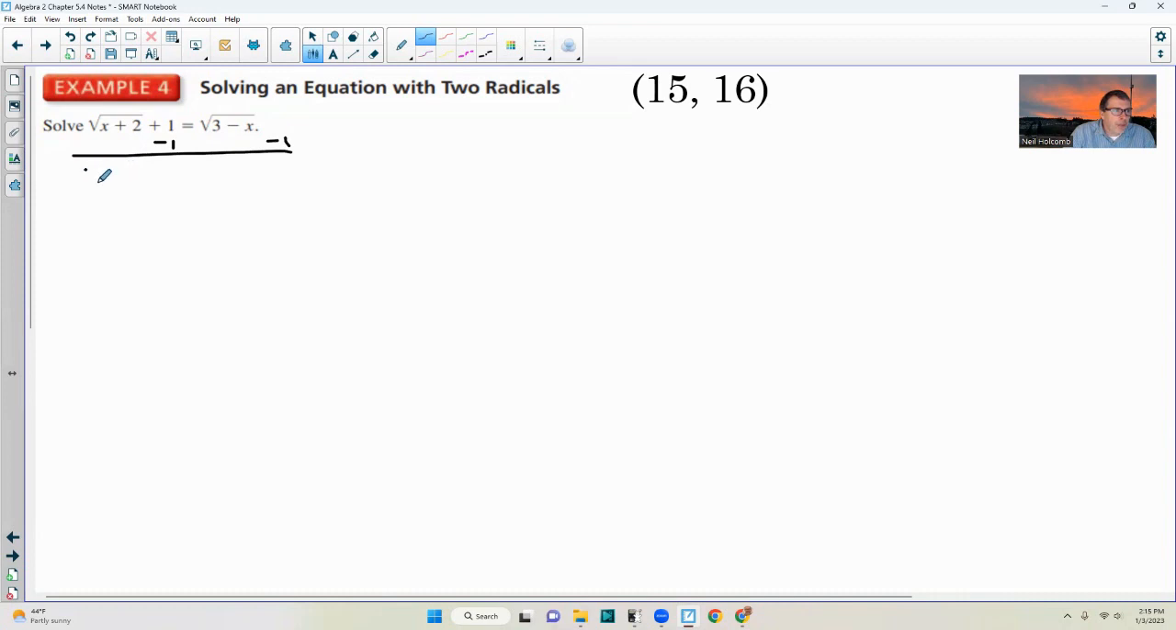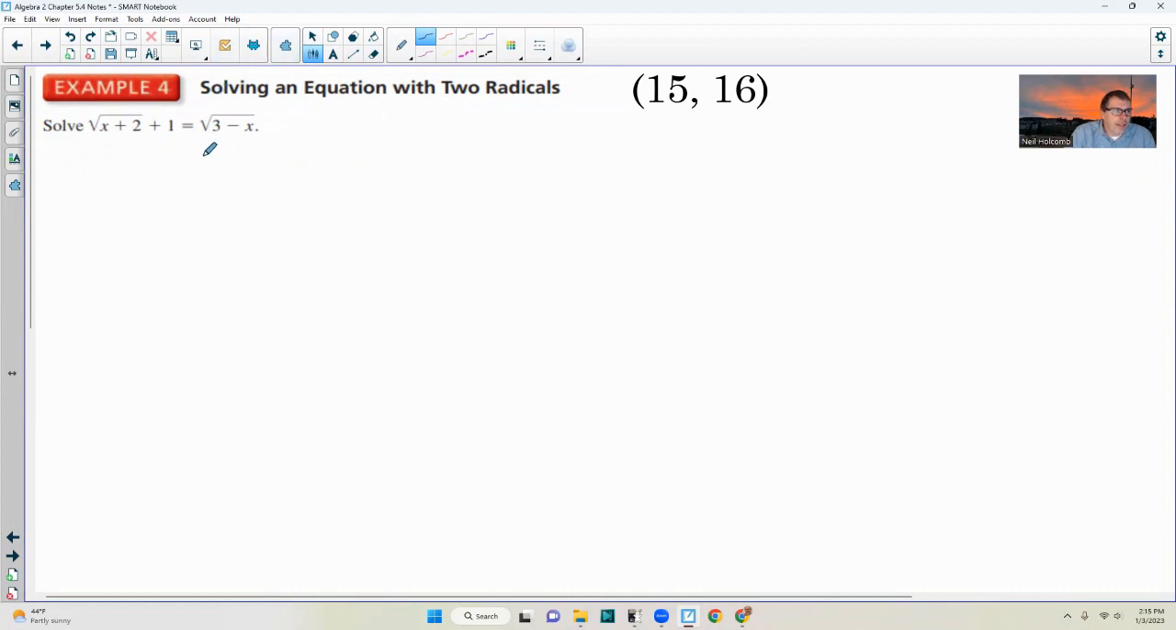If I subtract 1, don't do this, just watch. If I subtract 1 from this side to isolate this radical, I get x plus 2 equals the square root of 3 minus x minus 1. So now this radical is not isolated. So I can add 1 to both sides to isolate this, but then we're back to where we started. So don't do that. You don't ever want to do that. It's not possible. So what we're going to do is we're going to square both sides.